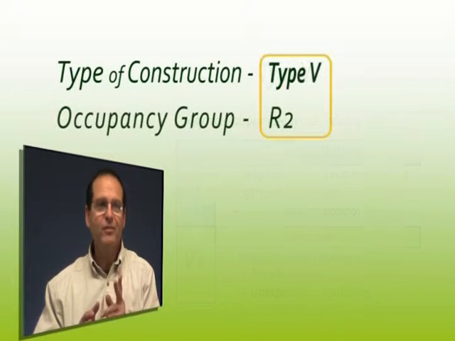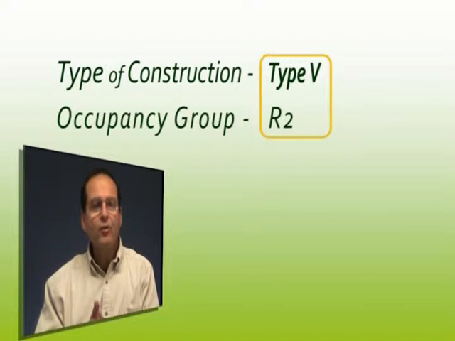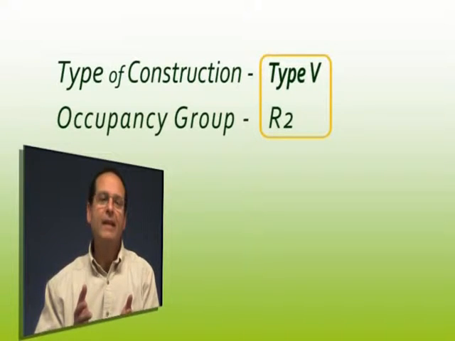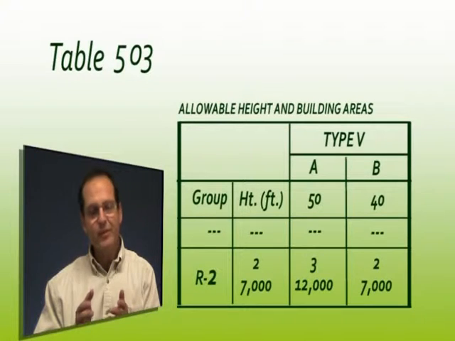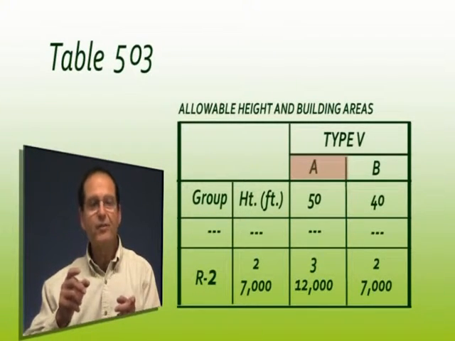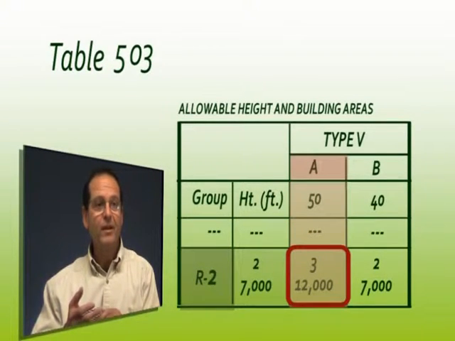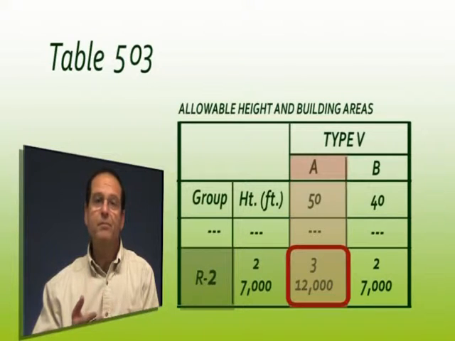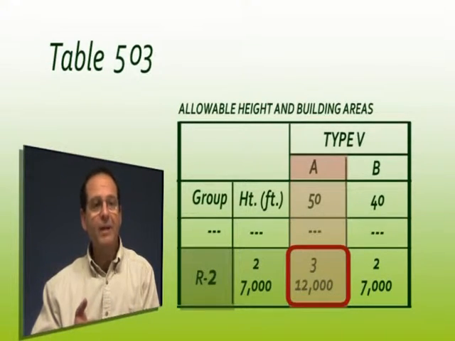So now we have two pieces of information, and you can see them at the top of your screen there. With those two pieces of information, let's go into table 503. Now you can see in one portion of it, you've got type 5A. On the other side, you can see the group R2. We read across, and what it says there is we can have up to 3 stories, 12,000 square feet per floor, and then the maximum height of the structure is 50 feet.